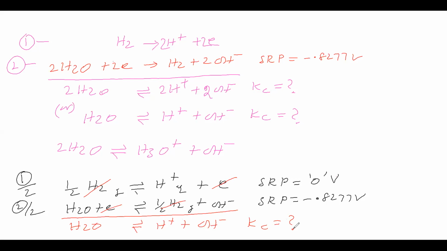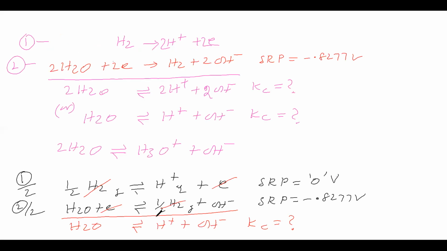Now for this we have to find the equilibrium constant. If you want the equilibrium constant, we will take the relation: E naught cell is equal to 0.059 by n log Kc. Okay. Now we want E naught cell.